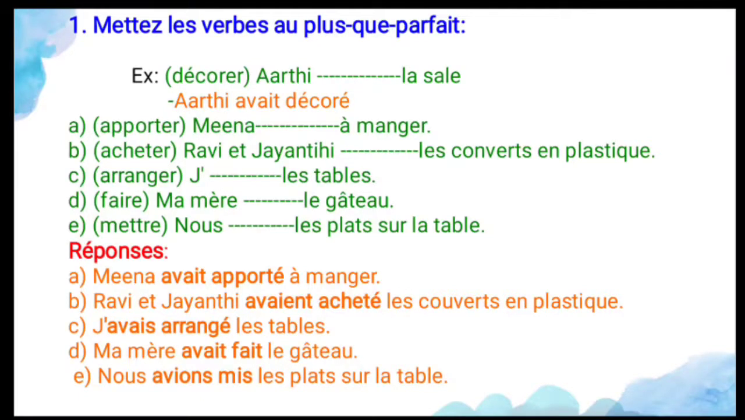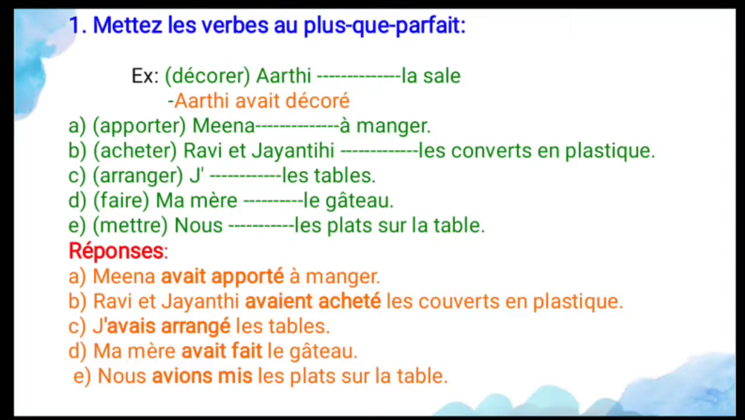And the fourth one is the verb faire. Faire means to do. Ma mère le gâteau. So faire is also not in the 16 verbs. Again you have to use the avoir verb only. So ma mère avait fait le gâteau. So my mother had made the cake.